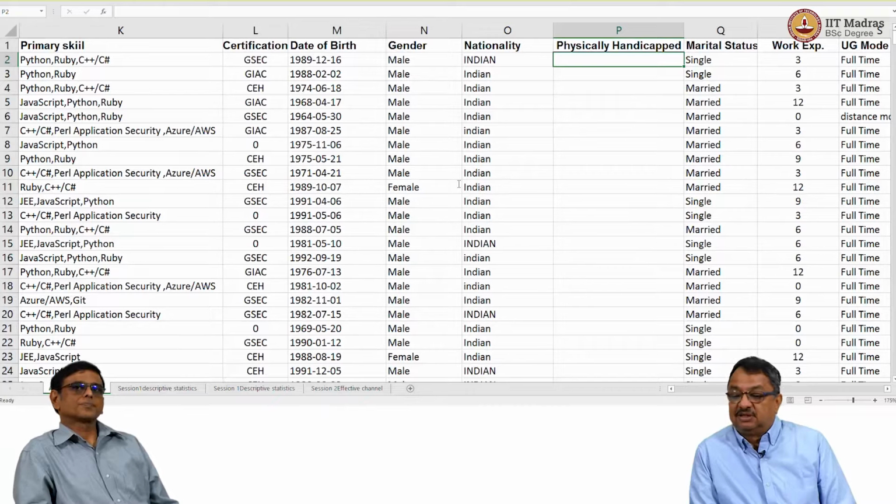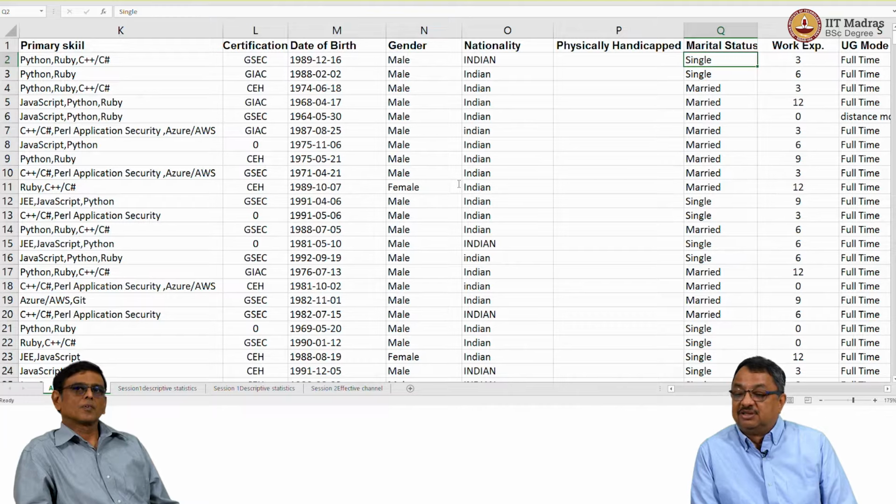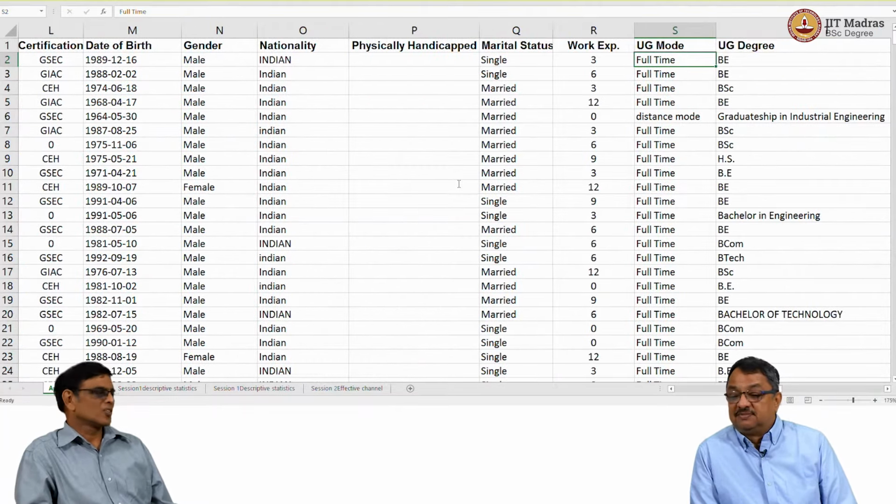Okay. Additionally, there is some other information. Is the person physically handicapped? Is the person single or married? How many years of work experience? Not so relevant, I guess. I don't know. Maybe. Maybe for them it is. It's demographic data. Okay, some data. Right.